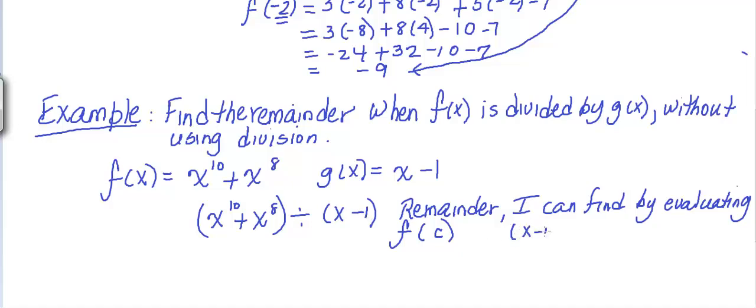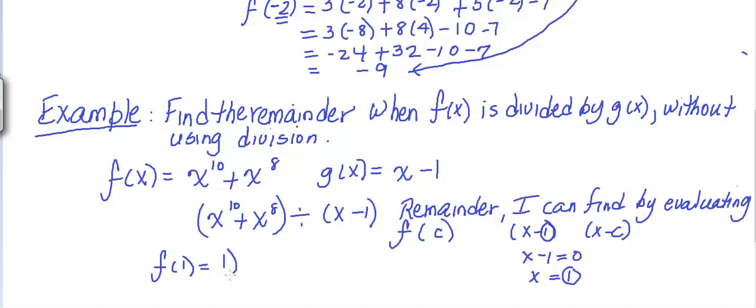If this is x minus 1, remember we have two ways of finding c. Remember the form is x minus c. So this term already looks like the form x minus c. I don't need to rewrite this. c is equal to 1, right? x minus the c. So the c is 1. Another way you can do this is solving for x equals 1. Okay, so that means that I can evaluate f of 1.